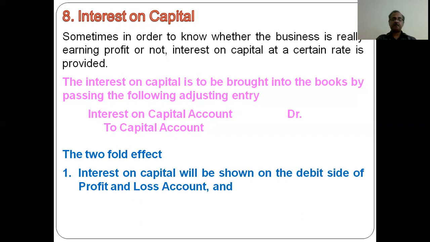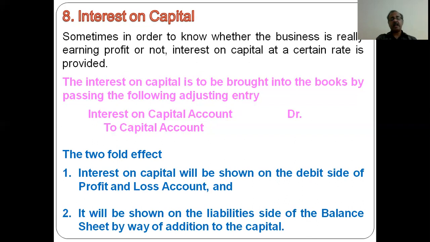The twofold effect is that, first, it will be treated as an expense, the amount which we are providing to the sole trader. So interest on capital will be shown on the debit side of the profit and loss account. The second effect is that whenever we are providing interest upon capital, that results in the addition of capital. So it will be shown on the liability side of the balance sheet by way of addition to the capital. Capital we always show on the liability side of the balance sheet. So the second effect is that interest on capital will be shown on the liability side of the balance sheet by way of addition to capital.